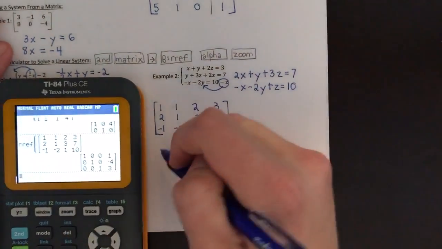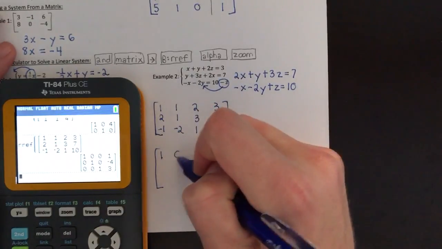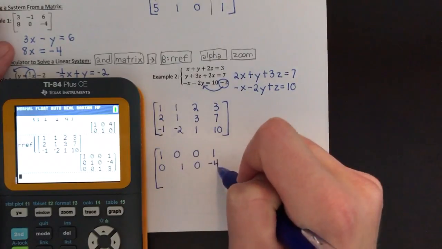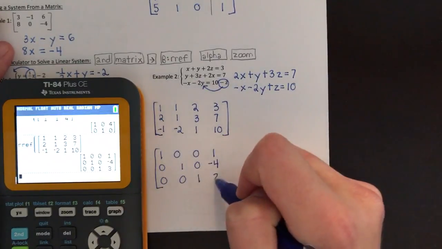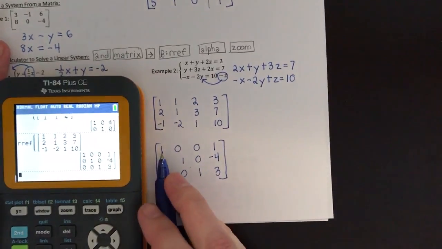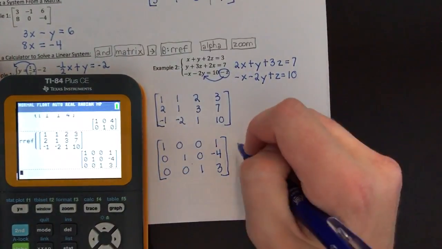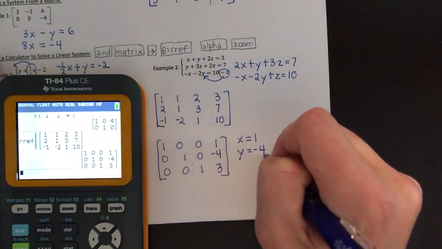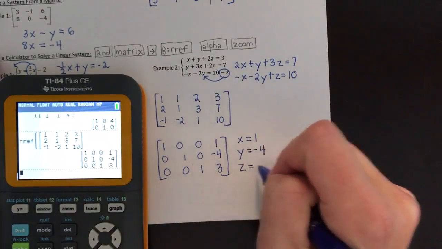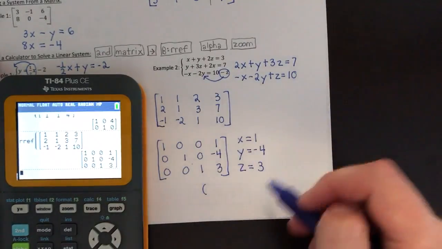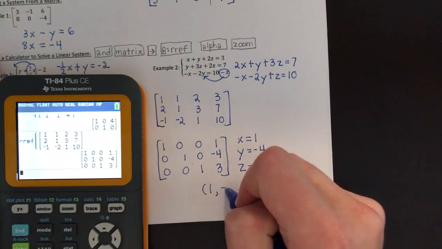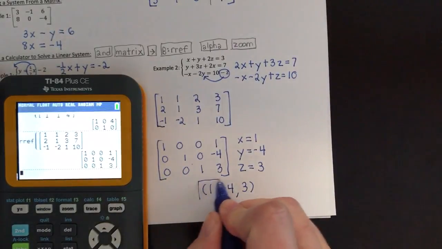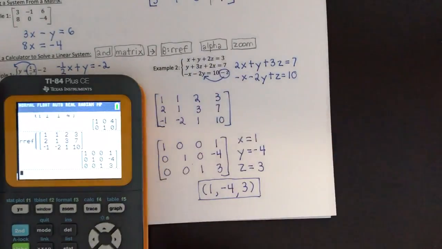So here's my answer, and I won't have you write this down every time. I just want you to get the idea of it. 1, 0, 0, 1, 0, 1, 0, -4, 0, 0, 1, 3. What does that mean? That means x, remember the first column is x, equals 1, second column is y, y equals -4, third column is z, z equals 3. So my ordered triple, my solution, would be 1, -4, 3. That is the point of intersection of that system of equations.